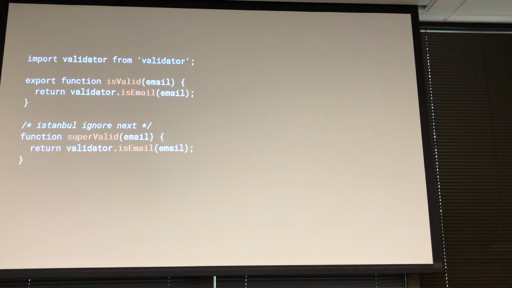So in this case, we want to make sure that the function is valid is checked, but we don't really care if super valid is checked. And so we can add that ignore in there. So if we're running a report, it'll still tell us that as long as we have a test for the top one, it will still say we have 100% coverage. Yeah? Will that ignore everything inside that function or just the function itself? Just the function itself. The way it works is with that Istanbul ignore next, it'll ignore the next function, or the next branch, or the next whatever.